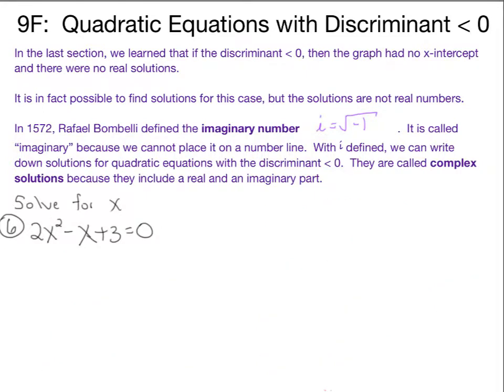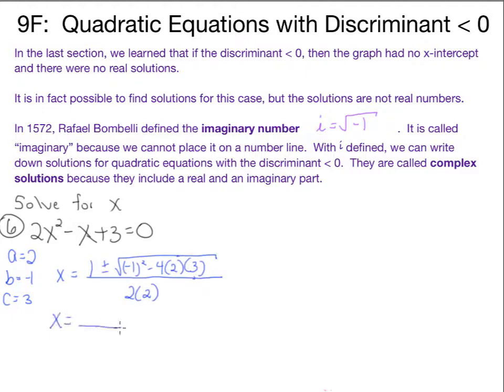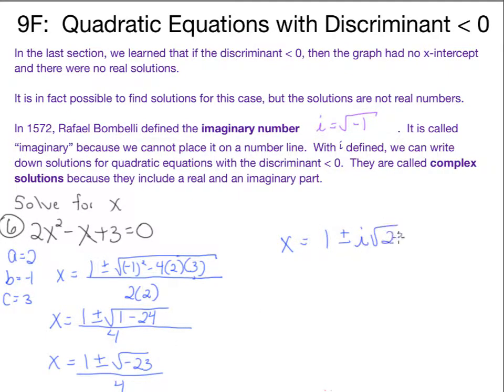In example 6, again, I cannot solve this by factoring, so I'm going to start by doing the quadratic formula. a is 2, b is -1, c is 3. So plugging those numbers into my quadratic formula and simplifying it down results in x is equal to 1 plus or minus the square root of -23 over 4. Now the square root of -23 can be rewritten as plus or minus i times the square root of 23, since square root of -1 is equal to i, and that's divided by 4.